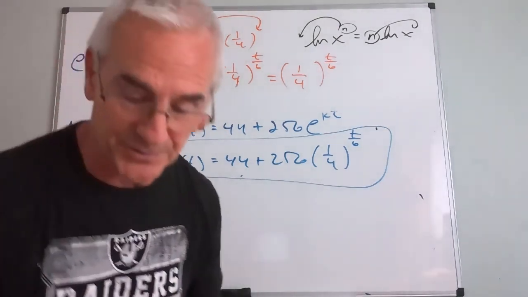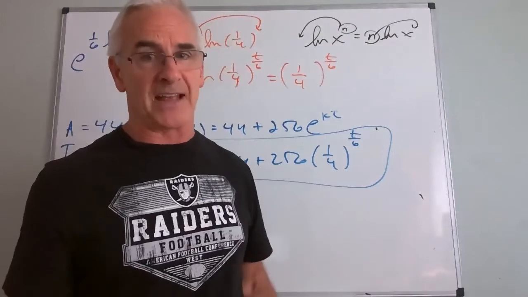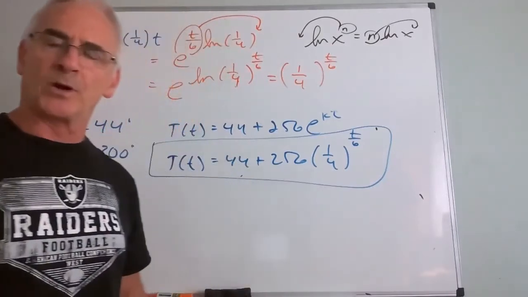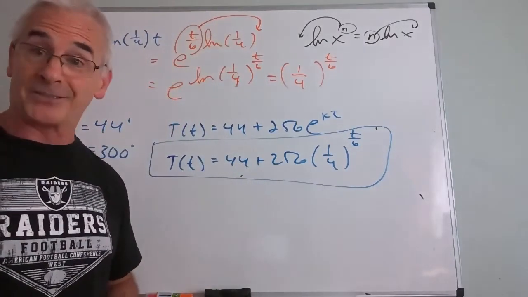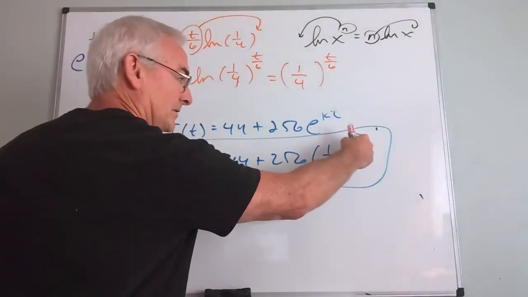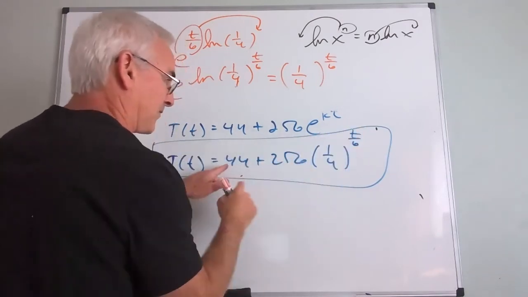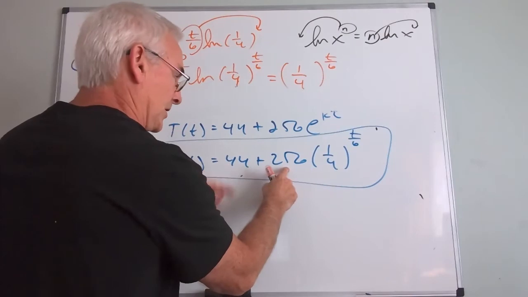Now, before we take another step, is there a way to check? Because obviously errors can happen. Can I check at this point to know that this is correct? Yeah, actually the check is easy. If I replace t with 0, then this will be 1. And I'd have 44 plus 256, which is 300.